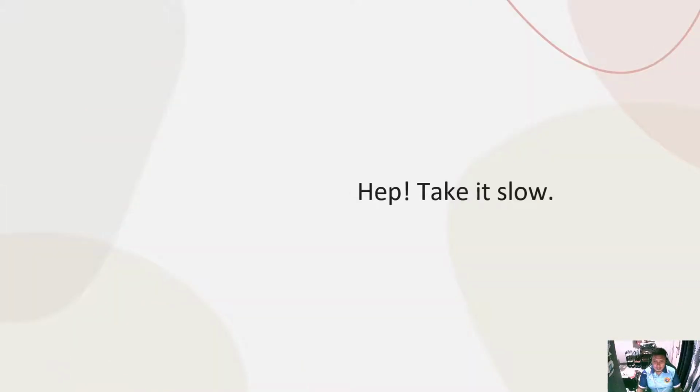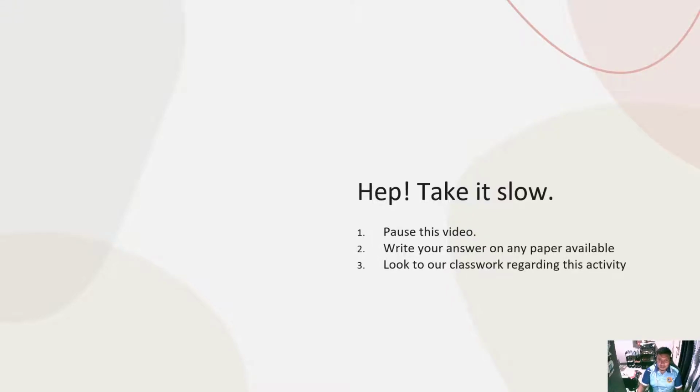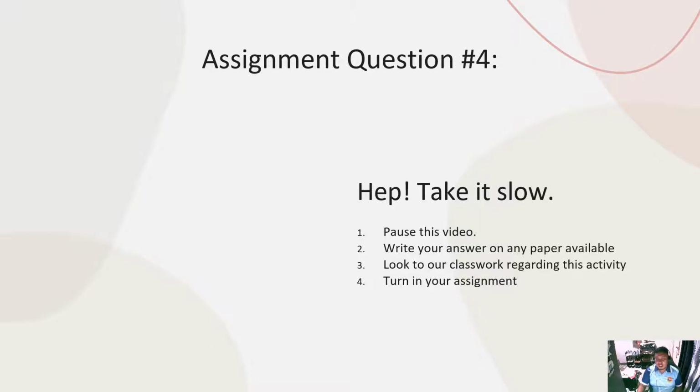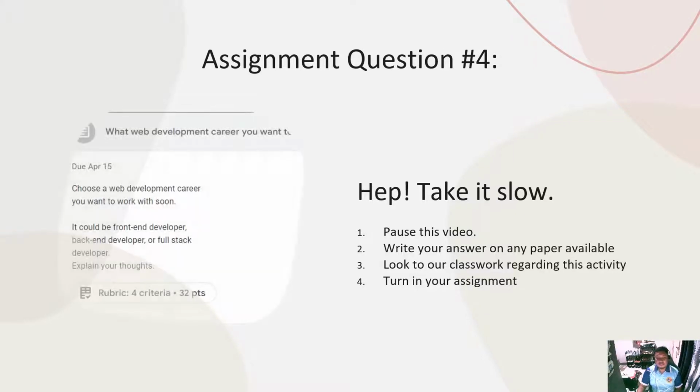Then now we have another activity. Just pause this video. Write your answer on a paper, available in your home. And again, after this video, look for the Google Classroom regarding this activity and turn in your assignment. This is assignment number 4.